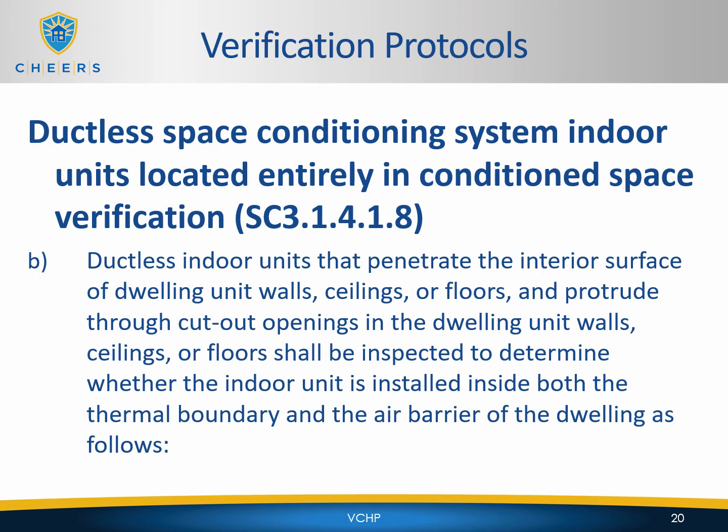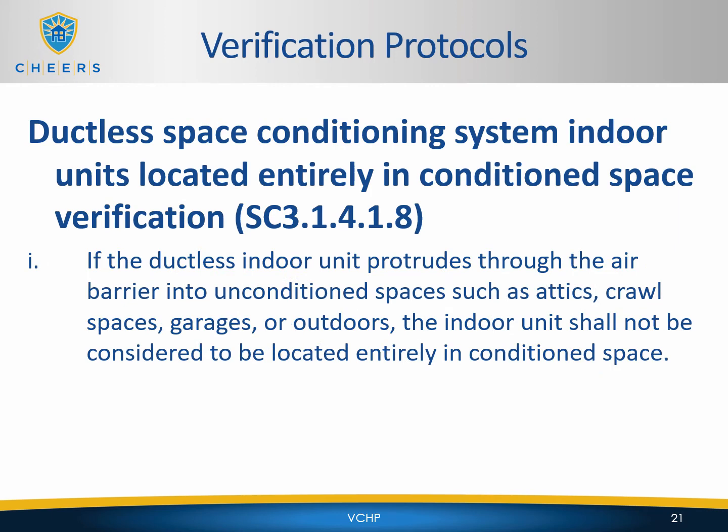Ductless indoor units that penetrate the interior surface of dwelling unit walls, ceilings, or floors and protrude through cutout openings in the dwelling unit walls, ceilings, or floors shall be inspected to determine whether the indoor unit is installed inside both the thermal boundary and the air barrier of the dwelling as follows. If the ductless indoor unit protrudes through the air barrier into unconditioned spaces, such as attics, crawl spaces, garages, or outdoors, the indoor unit shall not be considered to be located entirely in conditioned space.